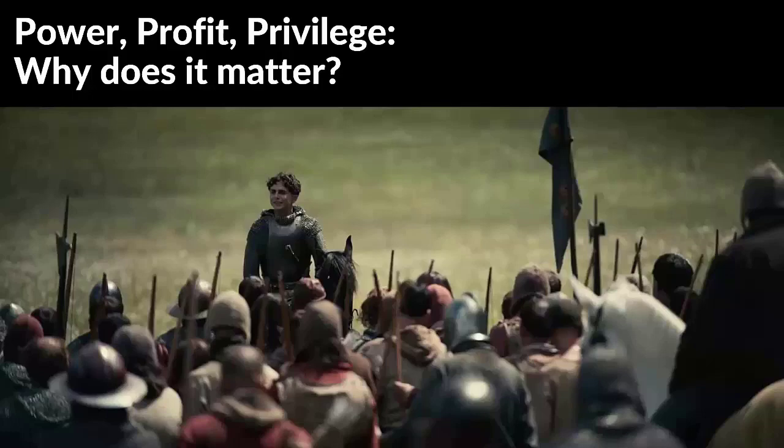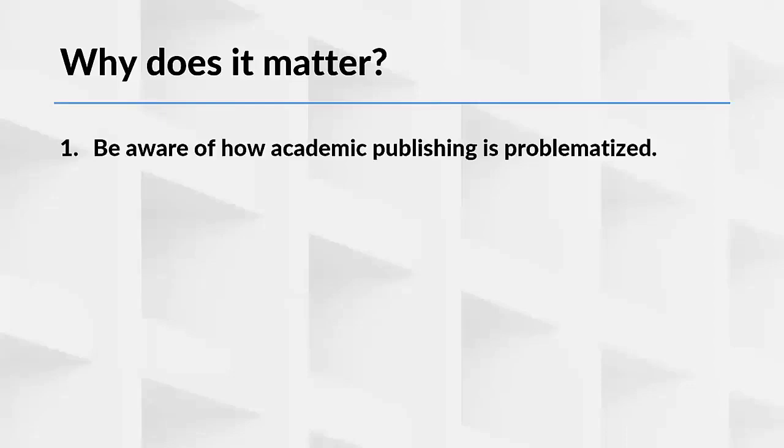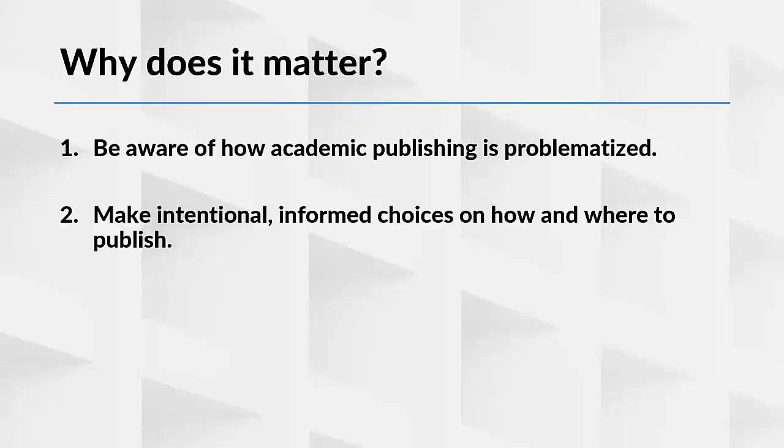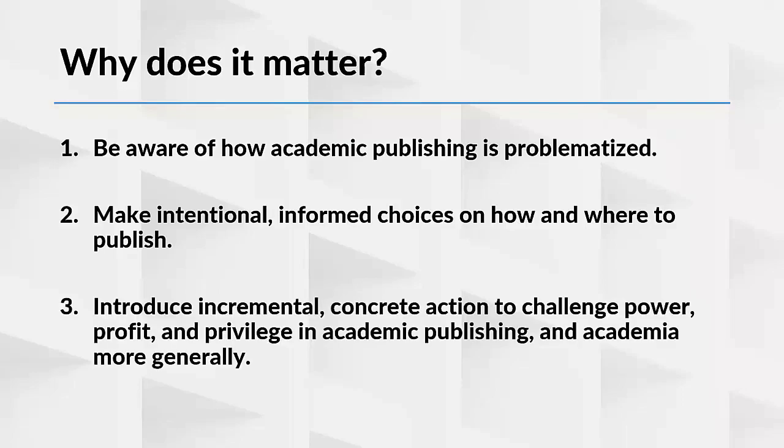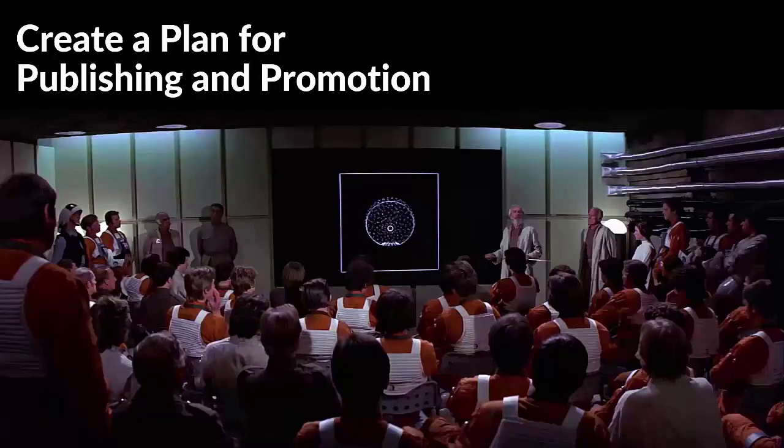So our 3 Ps, right? Power, profit, privilege. Why does it matter? Want to be aware of how academic publishing is problematized? You want to make intentional, informed choices on how and where to publish your work. You worked hard on it, right? And introduce incremental concrete action to challenge power, profit, and privilege in academic publishing and in academia more generally. Okay, so that's our 3 Ps.